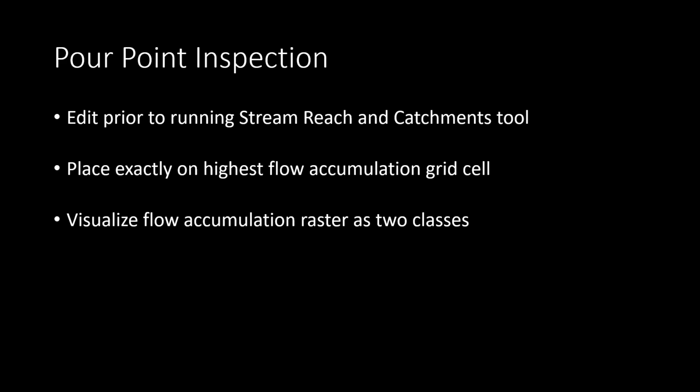It is essential for users to manually inspect the output of this tool and, if needed, manually edit the location of automatically generated pour points. All edits to pour points should be completed prior to running the Stream Reach and Catchments tool. Pour points must be placed exactly on a grid cell representing the highest flow accumulation, either entering for non-headwater watersheds or exiting the watershed. To ensure this condition, the flow accumulation raster should be visualized when manually editing pour points. Thresholding the flow accumulation raster into 2 classes can simplify this visualization process.